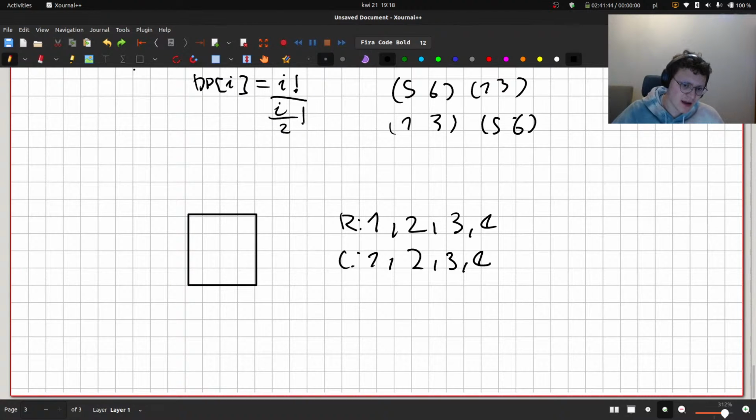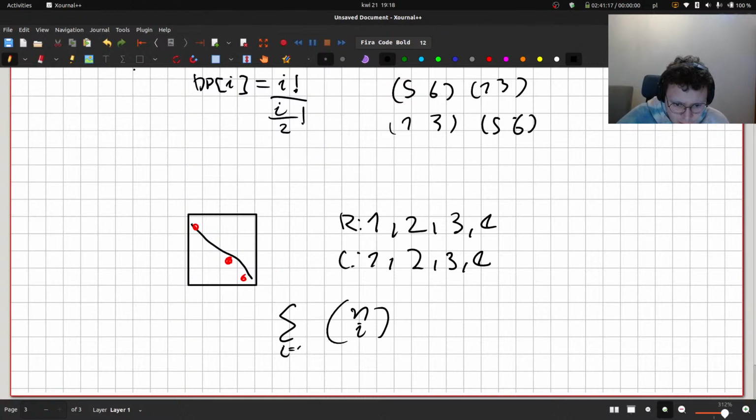Well, we can first iterate over the number of things that we put on the diagonal. So we iterate over those blocks that have the same row and column, right? And we can pick which ones are on the diagonal, so it will be n choose I, where I is the number of things that we put on the diagonal. And then we want to calculate dp from n minus I.